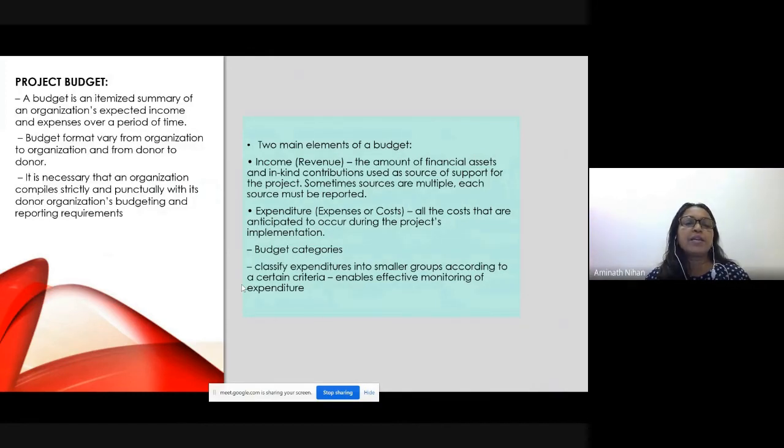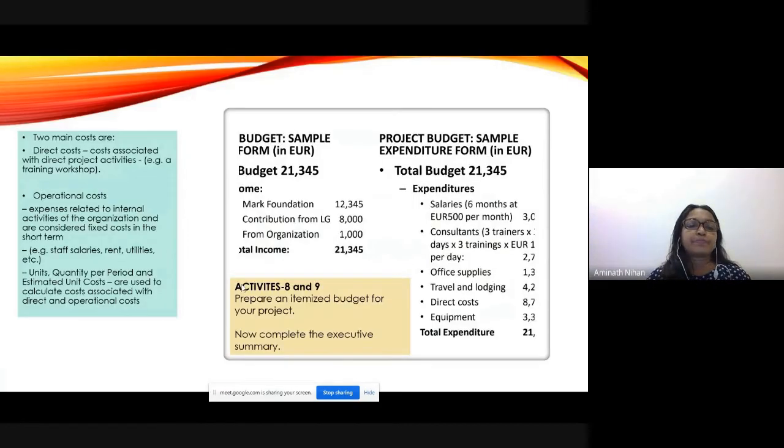Budget has to be itemized, and it's a summary of an organization's expected income and expenditure over a period of time. So it can vary from organization to organization how you are actually presenting it, but the 2 main elements will remain constant in each budget, that is the income or the revenue, and the expenditure, which is the expenses or costs. For the budget also, you have to have categories, classify expenditures into smaller groups according to a certain criteria. This will enable you to effectively monitor the expenditure. So direct costs and operational costs can be indicated, and each unit separately identified and indicated in the budget.